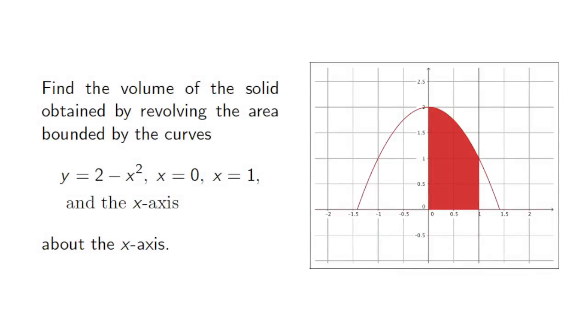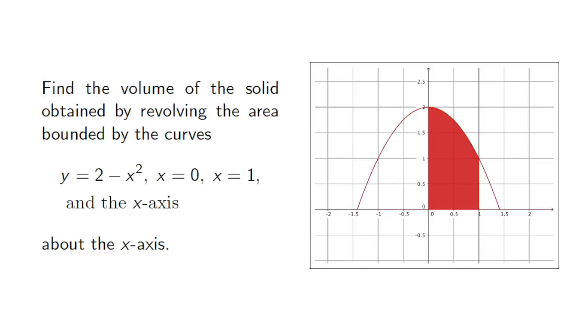We'd like to find the volume of the solid obtained by revolving the area that you see here, bounded by these curves, y equals 2 minus x squared, x equals 0, x equals 1, and the x-axis, and we want to rotate this around the x-axis. That's going to give rise to a region. We want to find what the volume of this is.